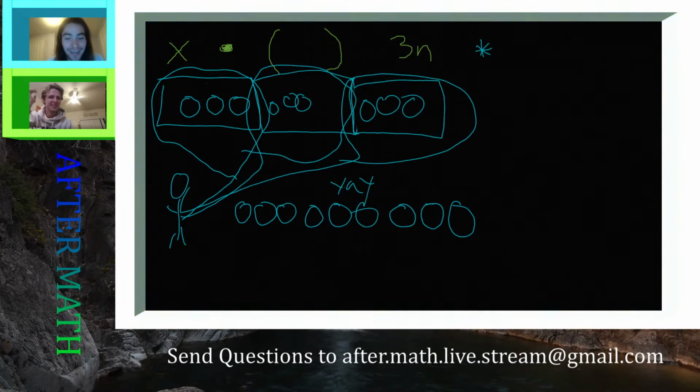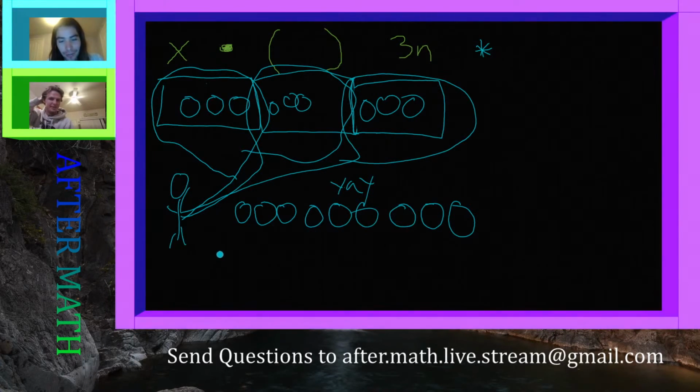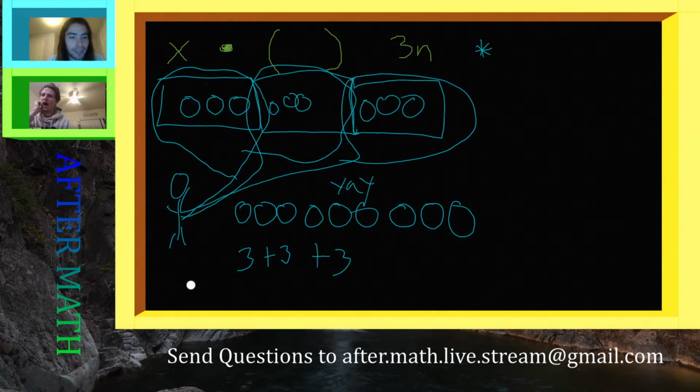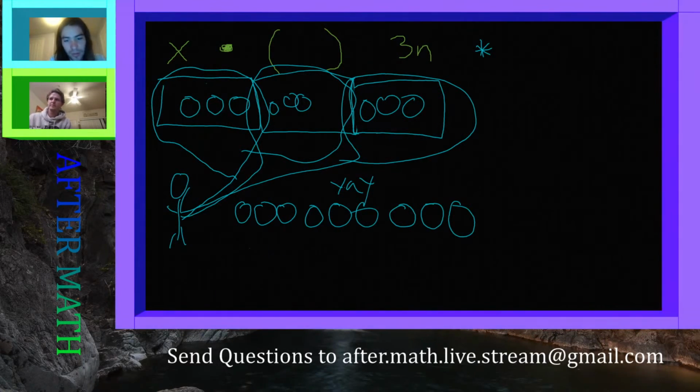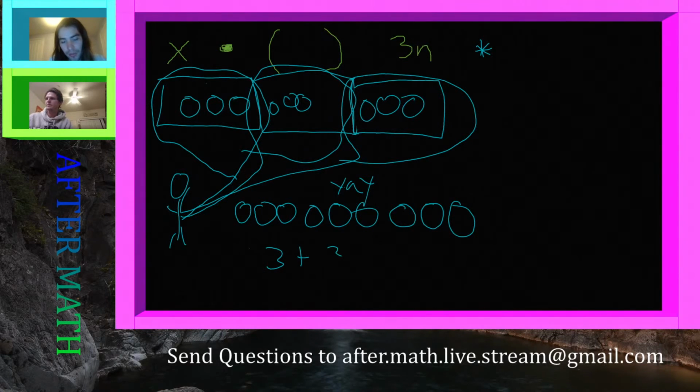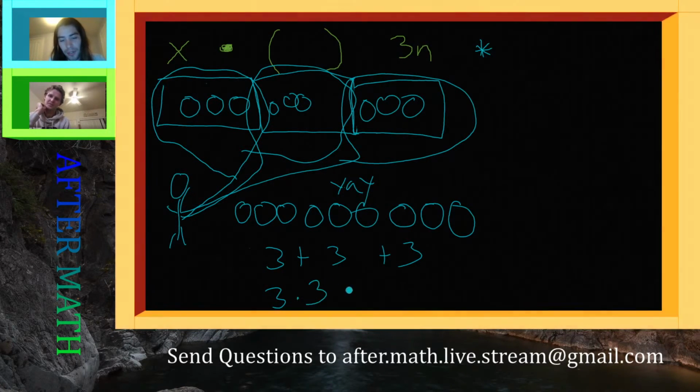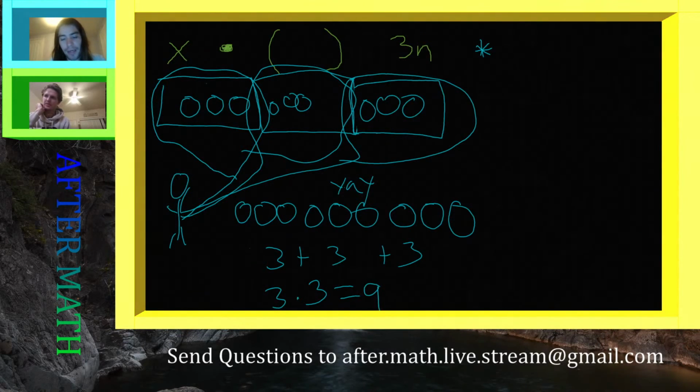Okay, so back to this. Now, if I have 9 circles, you said that was 3 plus 3 plus 3, right? Here, I'll write those under each one of these groups of circles. So 3 plus 3 plus 3, or we could write 3 times 3. These both equal 9. We'll use that for now.